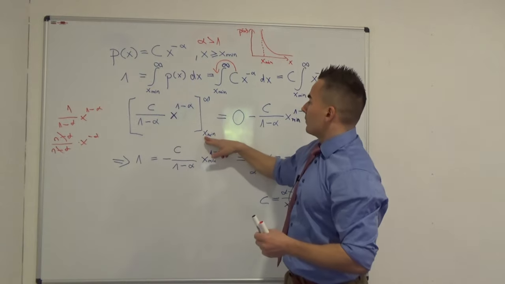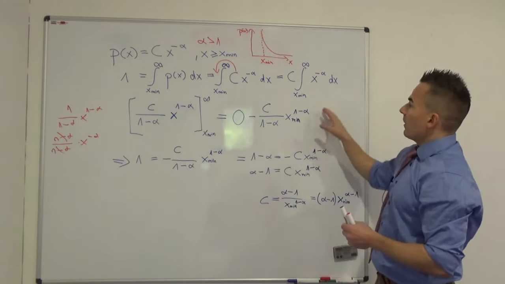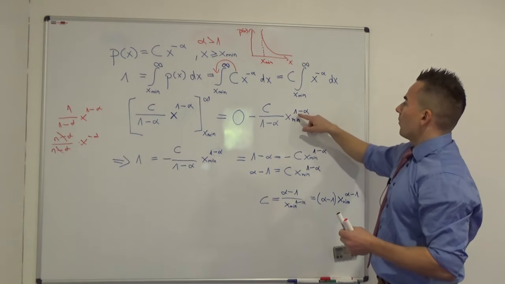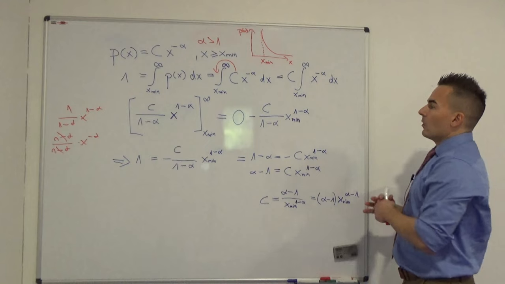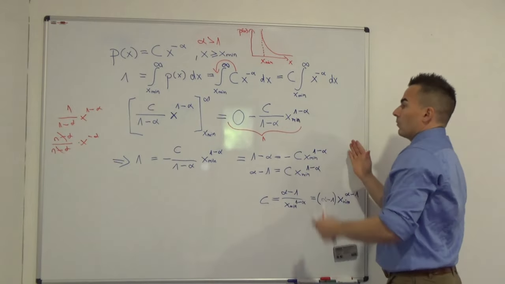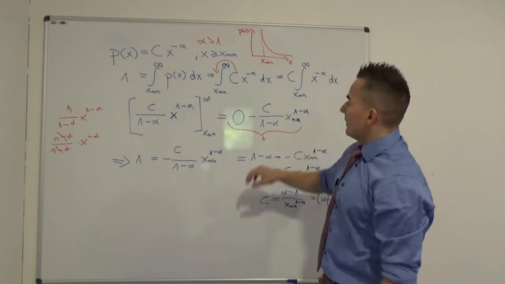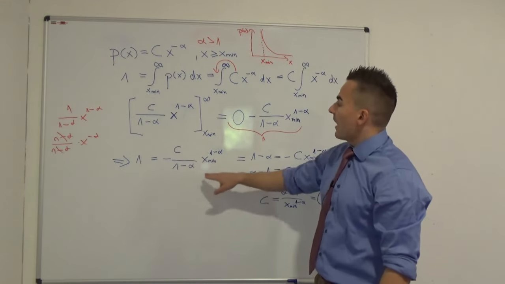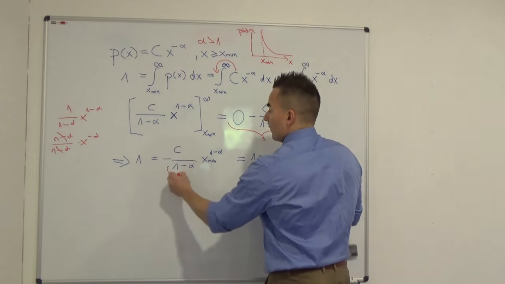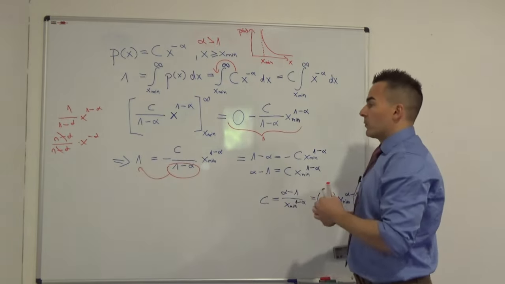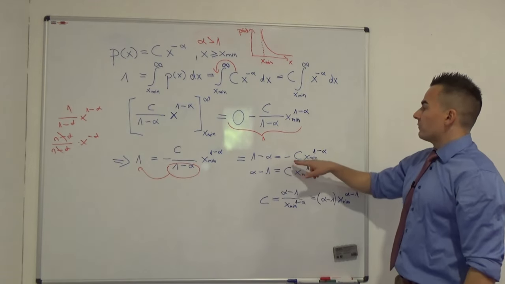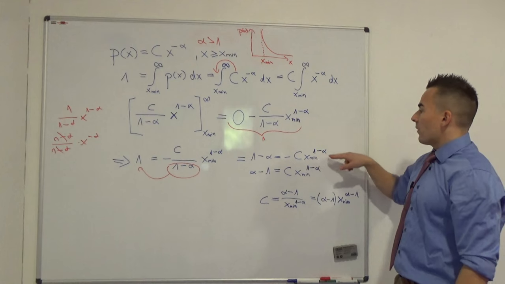So if x goes to infinity, this expression becomes 0, and we have to subtract this expression once we plug in x minimum, which is c over 1 minus alpha times the minimum value for x to the power of 1 minus alpha. And we know that this expression should be equal to 1. So we put it on the left-hand side: 1 is equal to what we have here, minus c over 1 minus alpha times x minimum to the power of 1 minus alpha. Then we can multiply this expression with 1 minus alpha and move it onto the left-hand side. On the left-hand side we have 1 minus alpha, which is equal to minus c times x minimum to the power of 1 minus alpha.